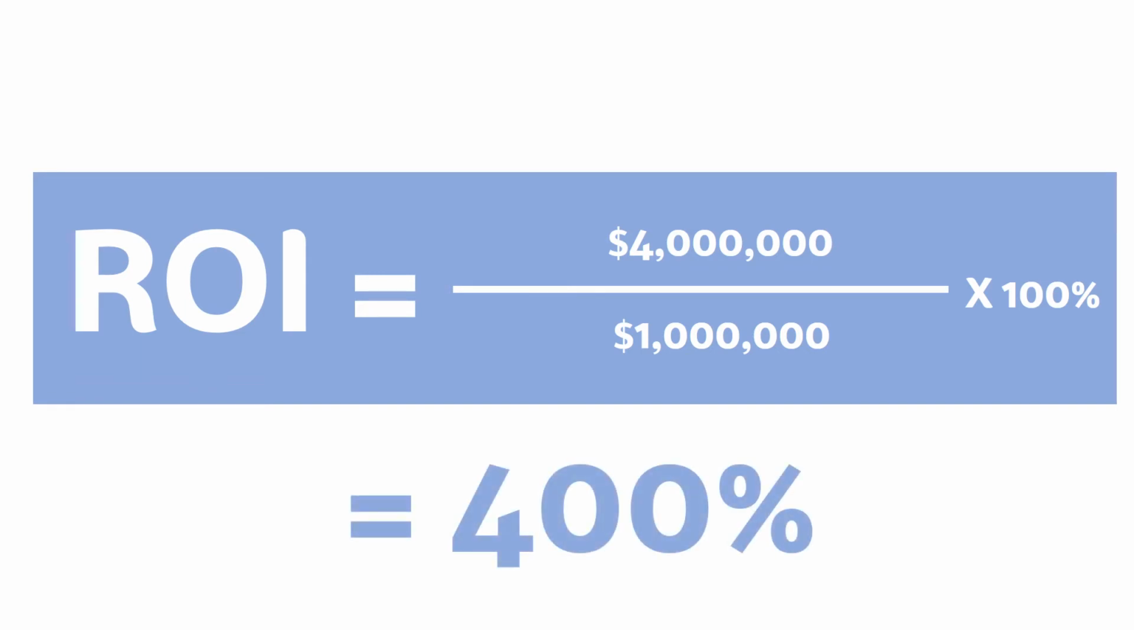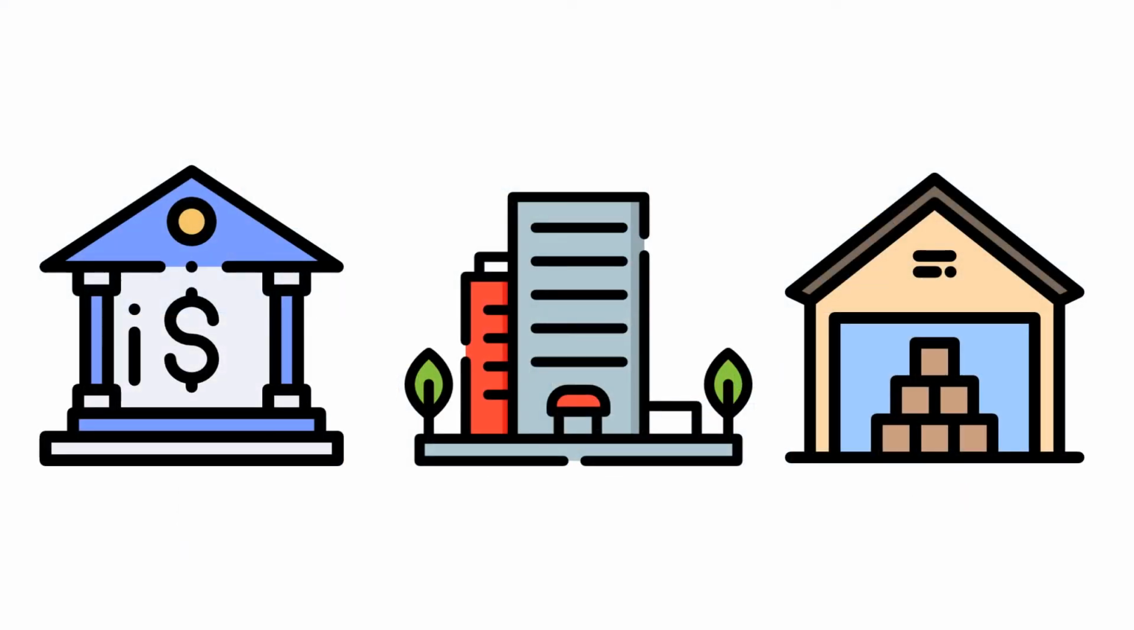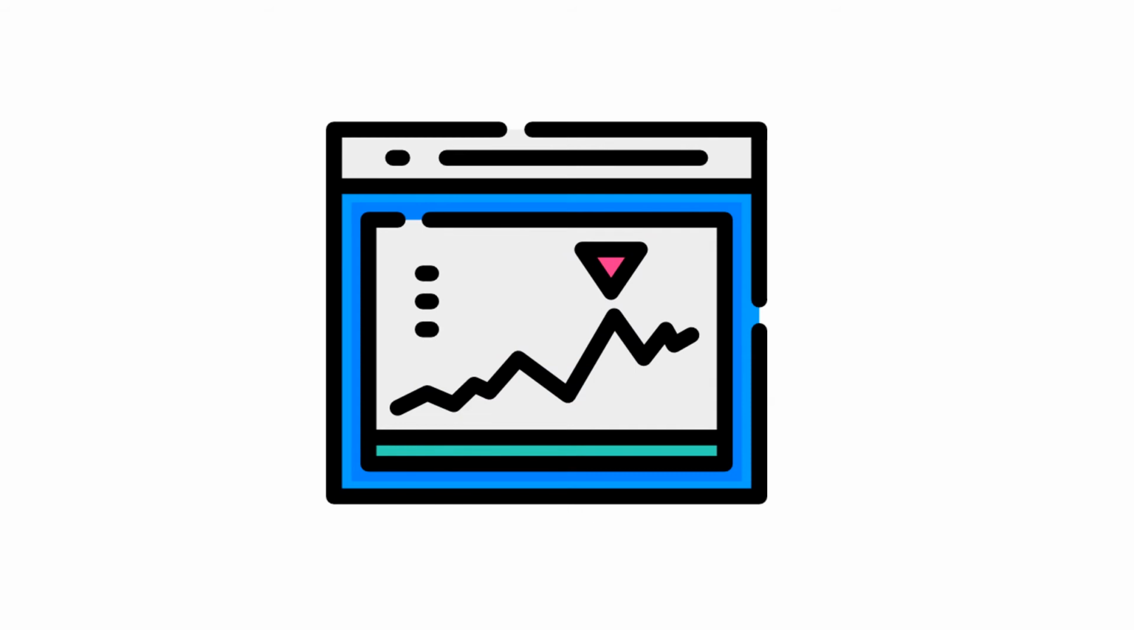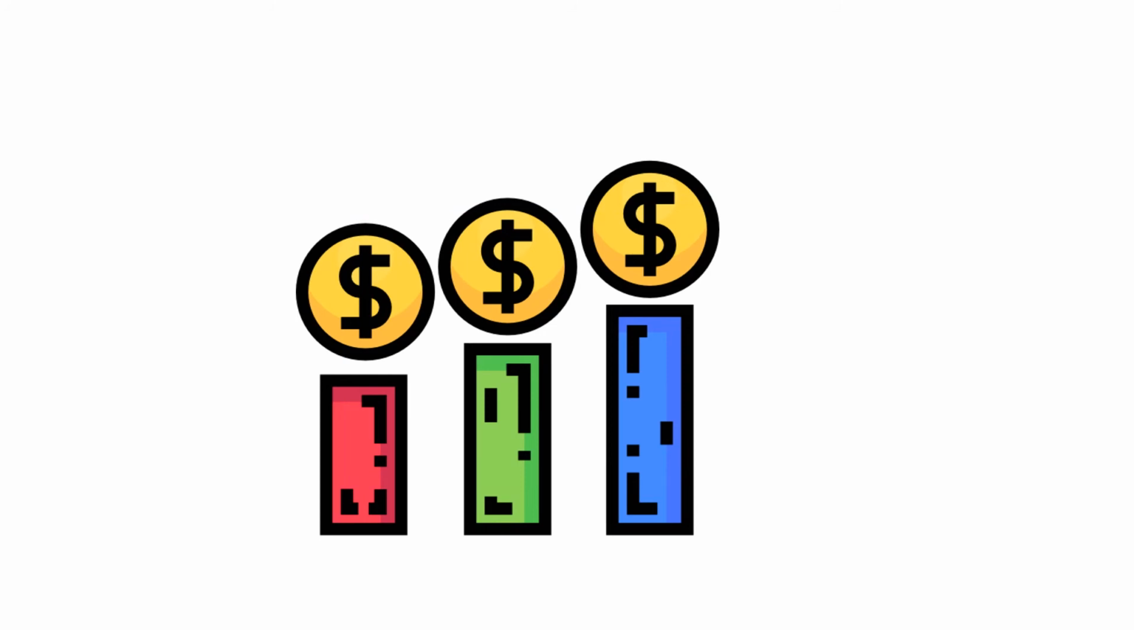ROI calculation is commonly used because it's simple and flexible. A company can use the calculation to compare the returns on different business activities, while an investor may use it to calculate the return on a stock. For example, an investor could calculate the ROI for different companies and invest in the company with the highest ROI.